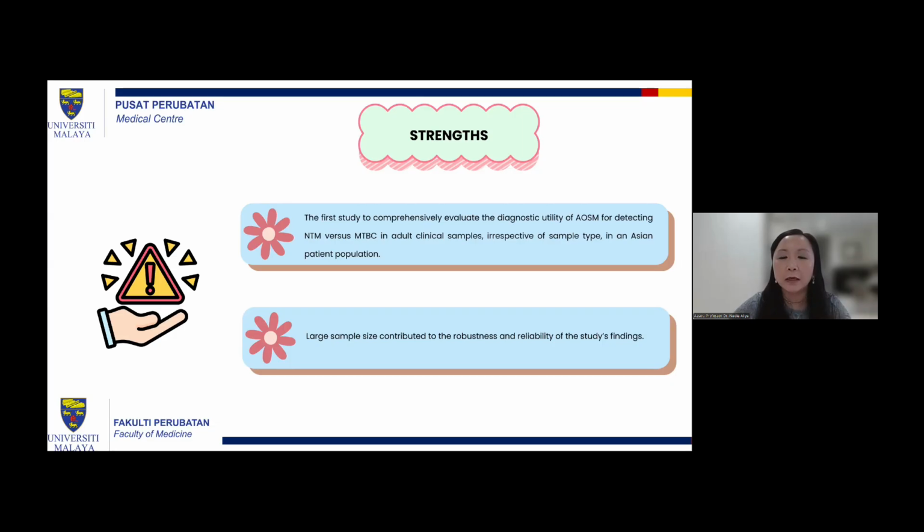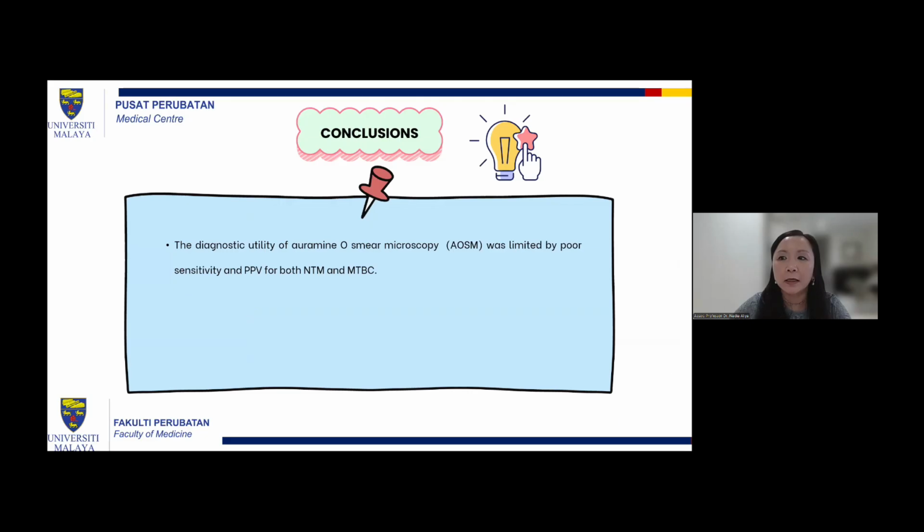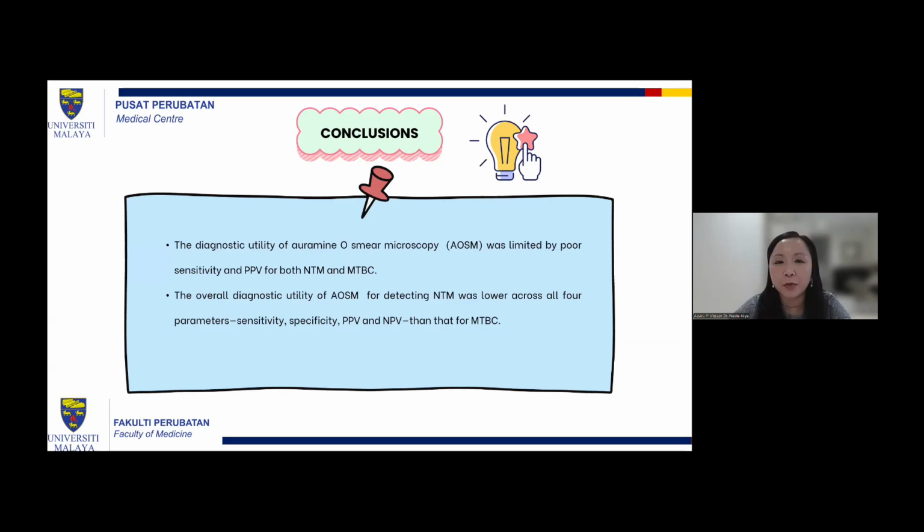So, what are the main conclusions from our study? The diagnostic utility of Auramine O smear microscopy was limited by poor sensitivity and positive predictive value for both NTM and MTBC. The overall diagnostic utility of Auramine O smear microscopy for detecting NTM was lower across all 4 parameters, sensitivity, specificity, PPV, and NPV, than that for MTBC.